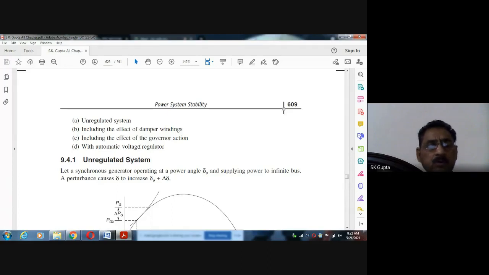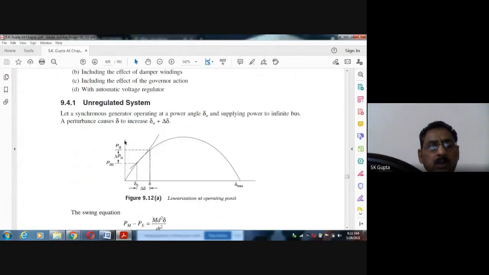Then what is the effect of AVR, automatic voltage regulator, on the stability? All these cases will be studied today. And first of all, let us have a completely unregulated system like this.